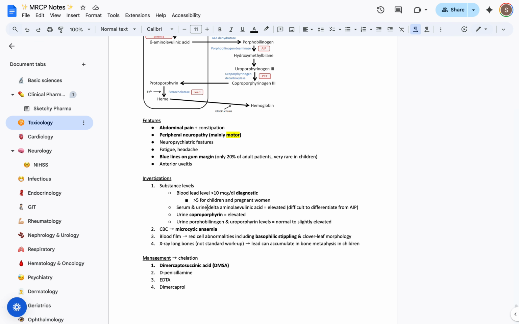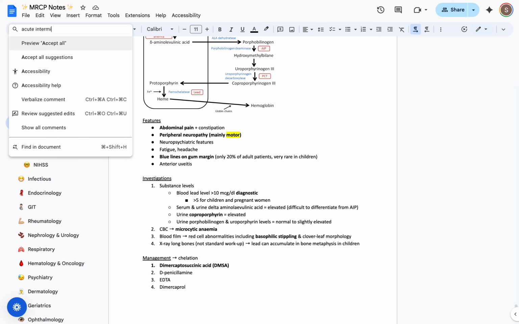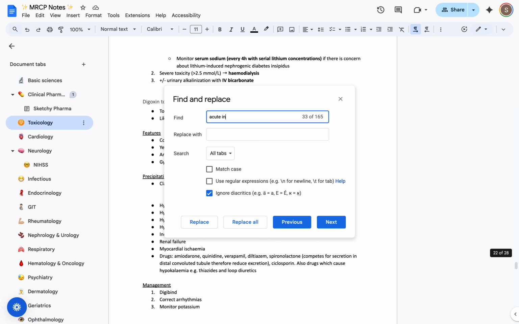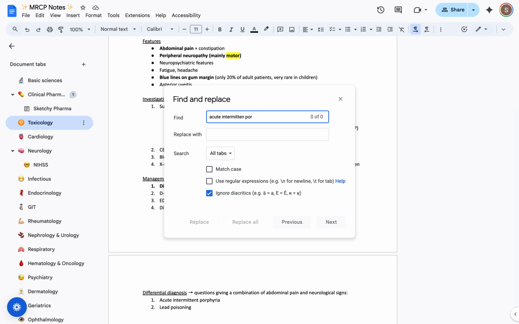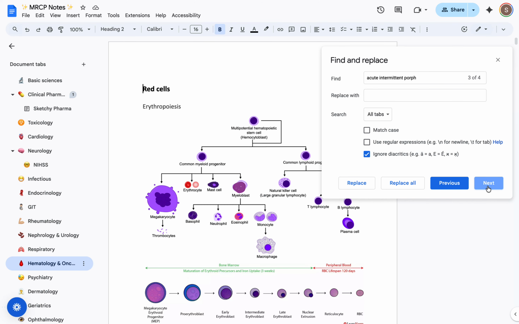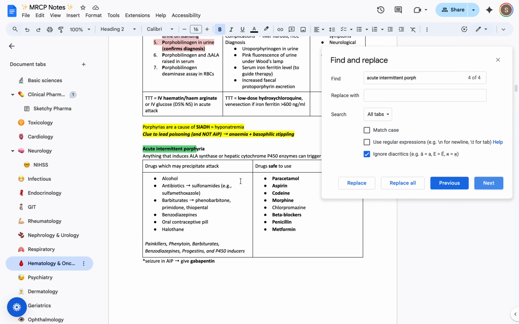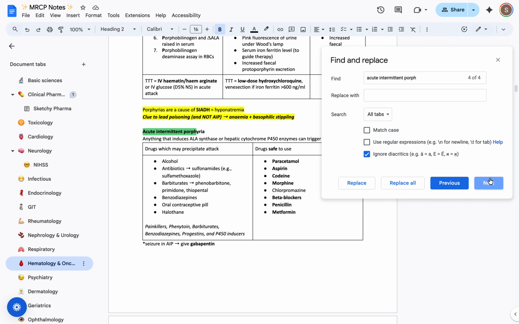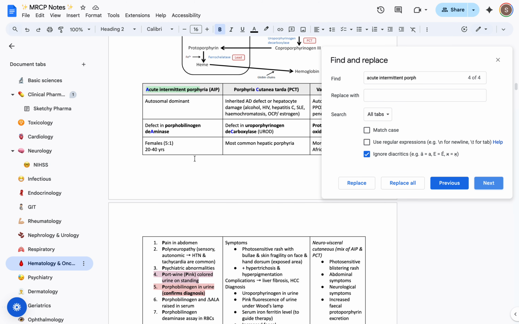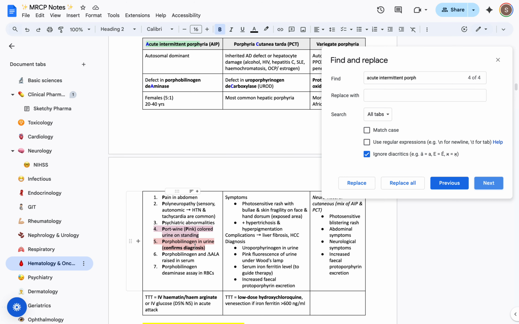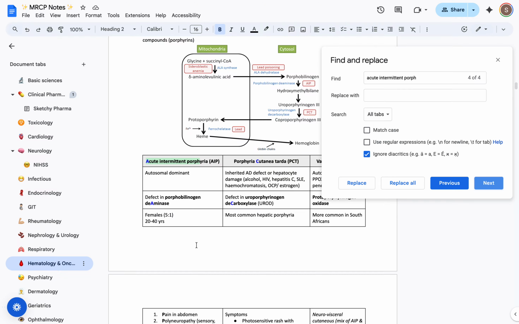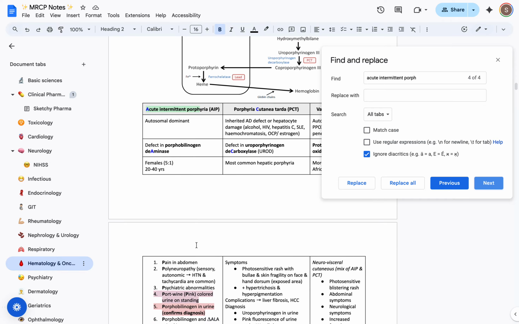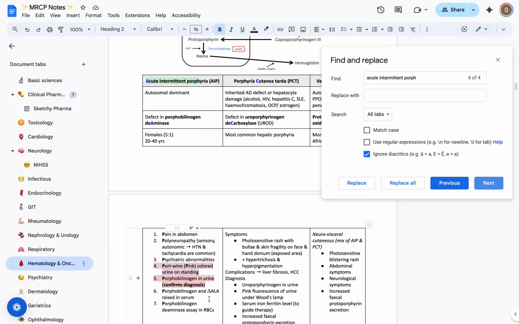So in AIP, is coproporphyrin elevated? There will be porphobilinogen in urine, not coproporphyrinogen. But the porphobilinogen and the delta aminolevulinic acid will be high.